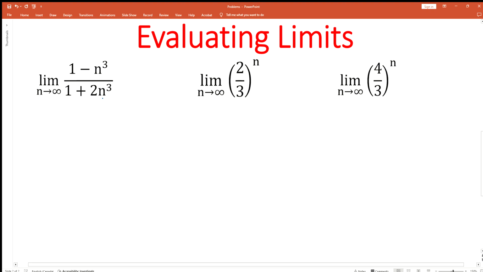This expression is a rational expression. It is made up of a polynomial expression 1 minus n cube in the numerator and 1 plus 2n cube in the denominator. The degree of the numerator expression is 3. The degree of the denominator expression is 3. Since the degrees are the same, we should multiply the numerator expression and the denominator expression by 1 over n cube.